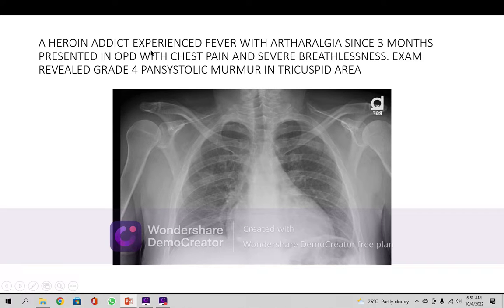A heroin addict experienced fever with arthralgia for 3 months, presented in OPD with chest pain and severe breathlessness. Examination revealed a grade 4 pansystolic murmur in the tricuspid area. This is an important one. Look closely at this.